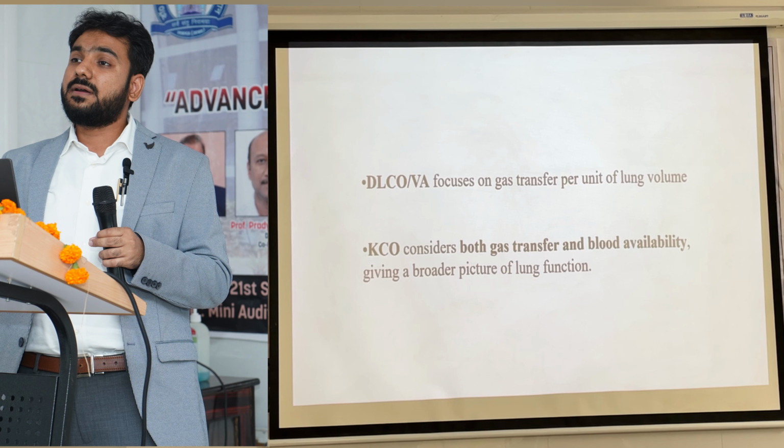And one way to look at it is that a 1 unit change of DLCO upon VA is not going to produce a 1 unit change in KCO. There is a non-linear relationship. With loss of volume, KCO will rise in a curvilinear fashion rather than in a straight line. So a 1 unit change in DLCO upon VA is not going to produce a 1 unit change in KCO.